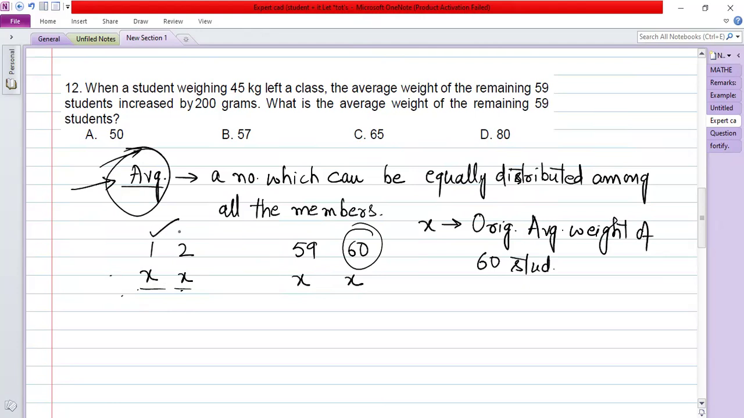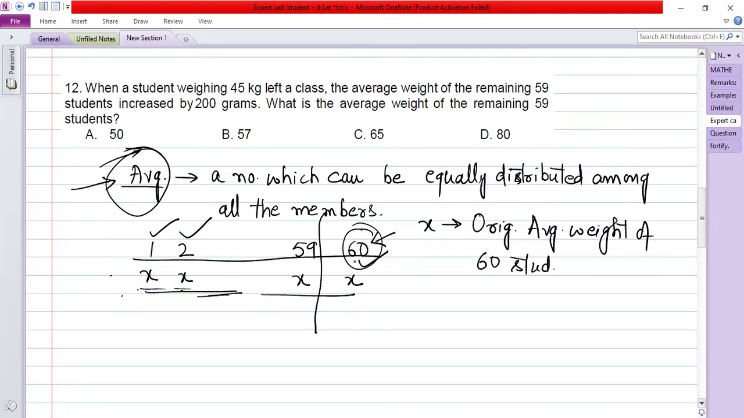Okay, the individual weight of each student was exactly equal to X. Okay, the individual weight will be different. But yes, we can assume that this X can be equally distributed among all the 60 students. Now, suppose this 60th student left the class.